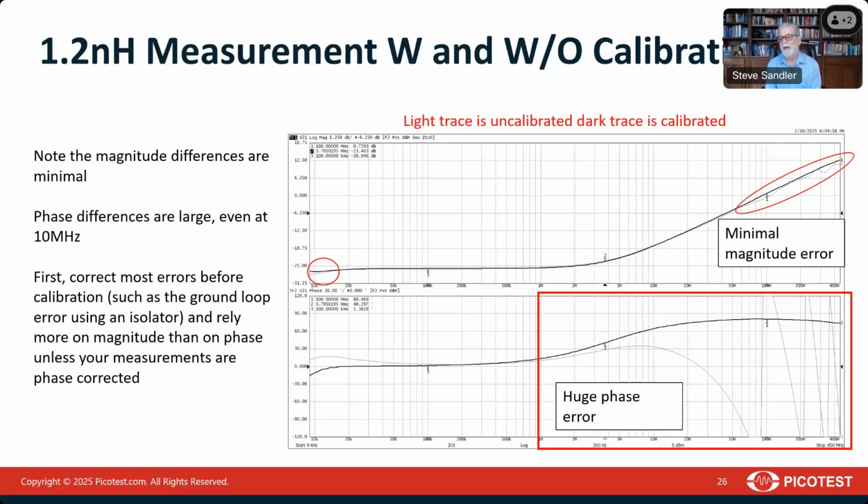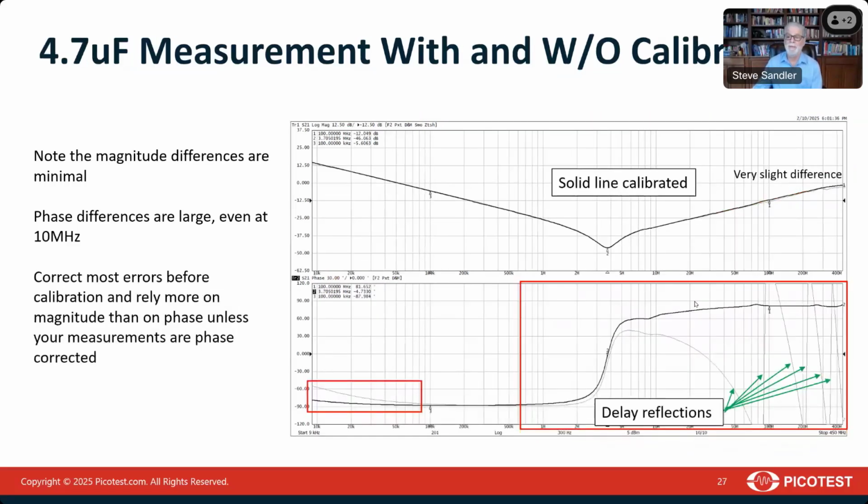And yet when we look at the phase, we can see we have a huge phase error, and we can even see the standing waves as the pattern repeats through the phase errors. And that occurs starting at, well, just a few megahertz. And so the magnitude is really close, the phase isn't, and pre and post calibration is pretty close in magnitude.